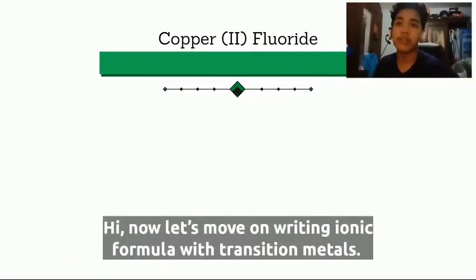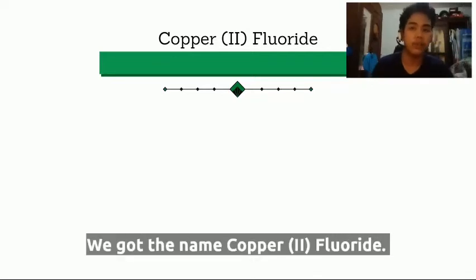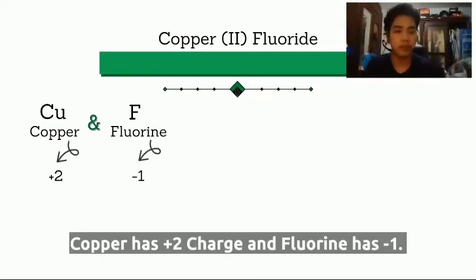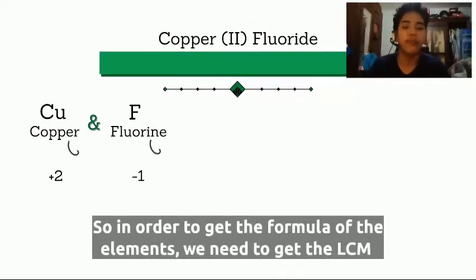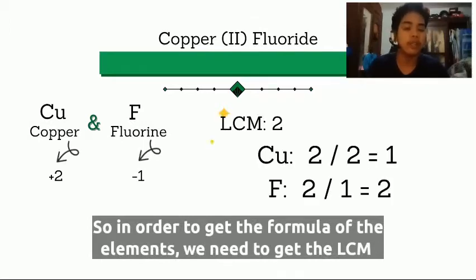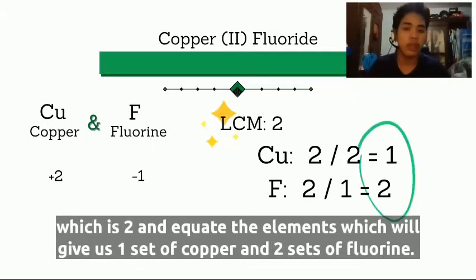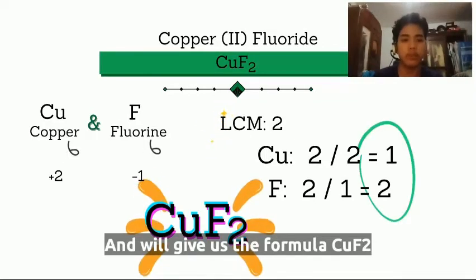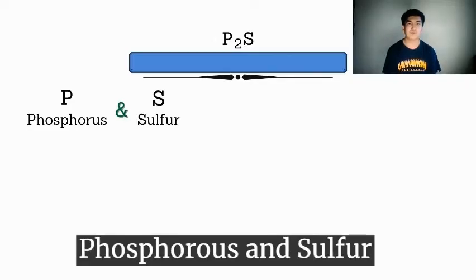Hi! Now let's move on to writing ionic formulas with transition metals. We got the name copper(II) fluoride. We got 2 elements, which are copper and fluorine. Copper has positive 2 charge and fluorine has negative 1. So in order to get the formula, we need to get the LCM, which is 2, and equate the elements, which will give us 1 copper and 2 fluorine, and will give us the formula CuF2.